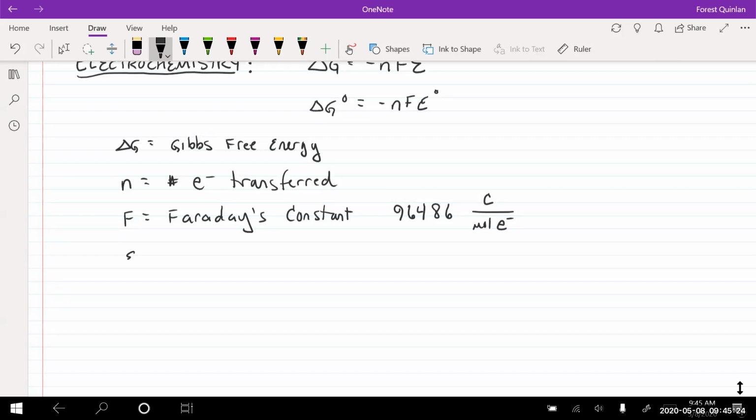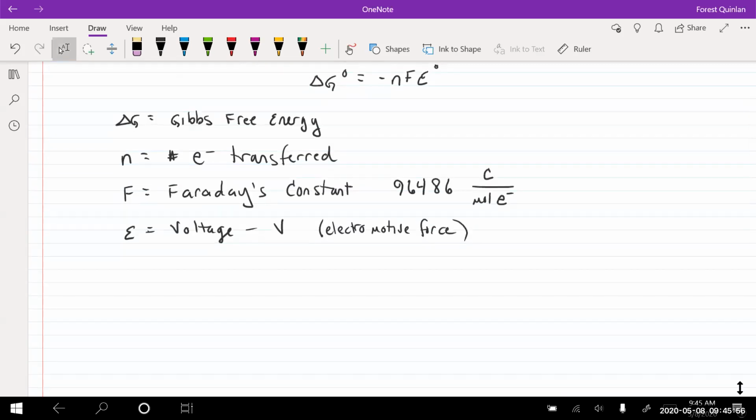And finally, E is voltage, which is given the symbol V, probably intuitive there. This is also called an electromotive force. So it's the force from the movement of those electrons. It's a driving force. It is essentially being out of equilibrium and trying to go back to equilibrium.